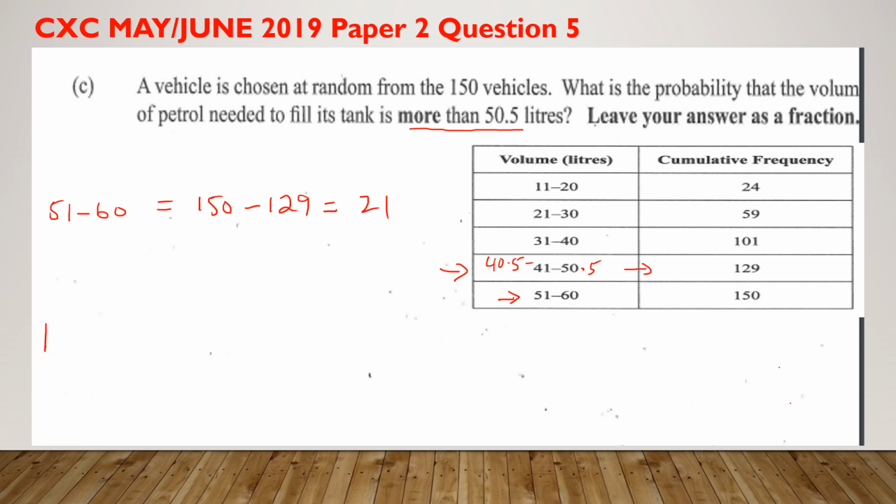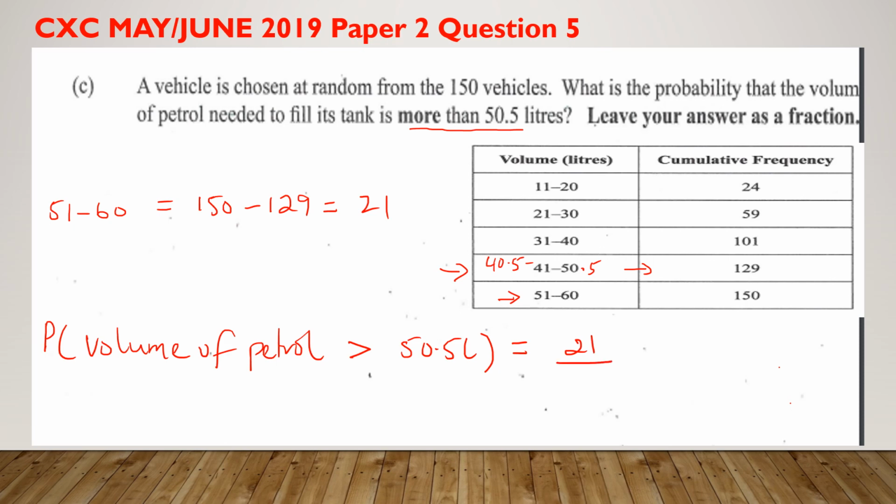And that is what we're going to use. The probability that the volume of petrol is greater than 50.5 liters is equal to 21 over, remember they said 150 vehicles, over 150. Leave your answer as a fraction. We can cancel it down by dividing by 3. We get 7 over 50. So 7 over 50.